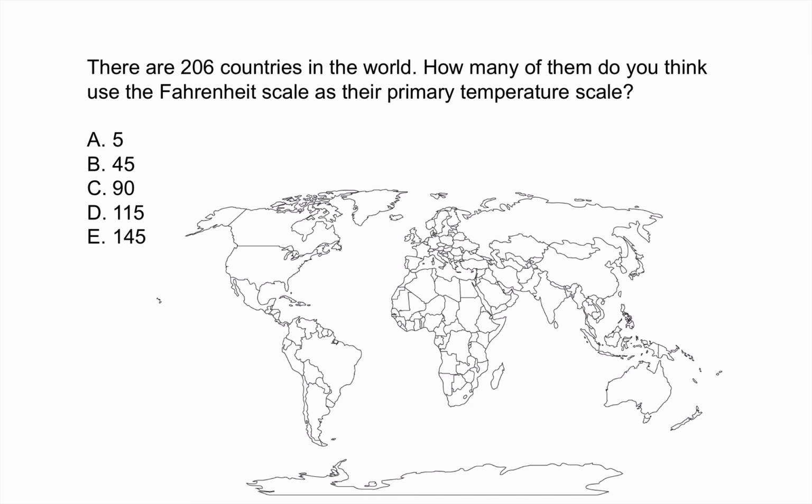Now here's a fun question. There are something like 206 countries around the world. How many of them do you think use the Fahrenheit scale as their primary temperature scale? Look at what I got here. 5, 45, 90, 115, 145. Take a quick guess. Okay, got your guess? Here's the answer. 5. The US, the Cayman Islands, Belize, Liberia, and Myanmar, also called Burma. That is it. Those are the only countries I could find that actually use the Fahrenheit scale.